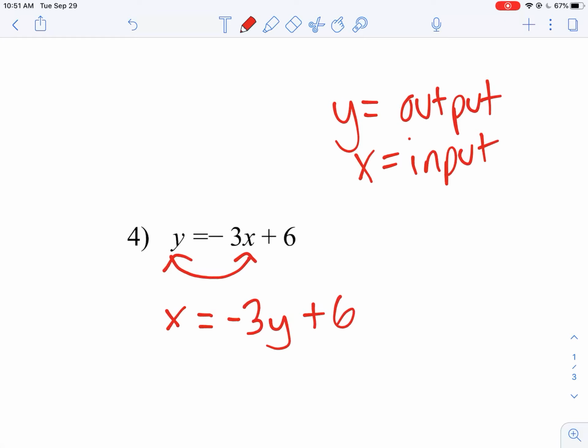Hopefully this helps you get started with this. I'm going to go over a few other problems on this, but hopefully this gets you started at least with finding the inverse of each of these relations.